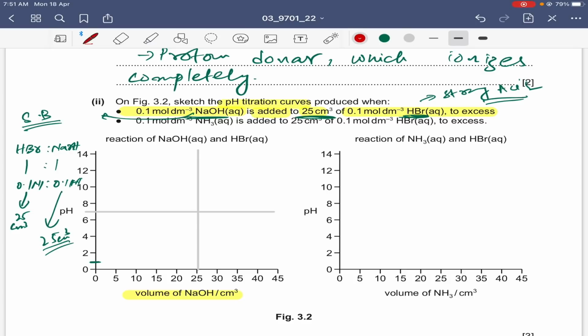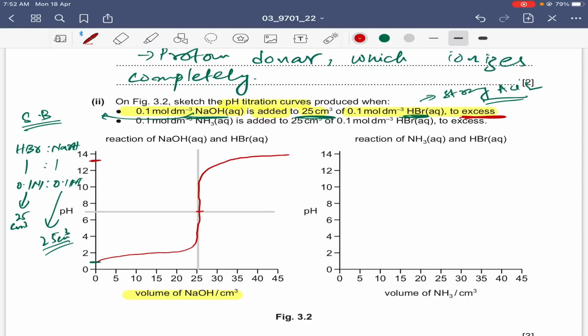Now we will draw the graph. Initially there would be a very small change in pH, but as we move closer to the equivalence point, pH changes sharply and we get a steep line. And as NaOH is added in excess, we would have a pH around 13 or 14. So this would be our equivalence point. This is the pH titration graph when we are adding NaOH, a strong base, into HBr, a strong acid.